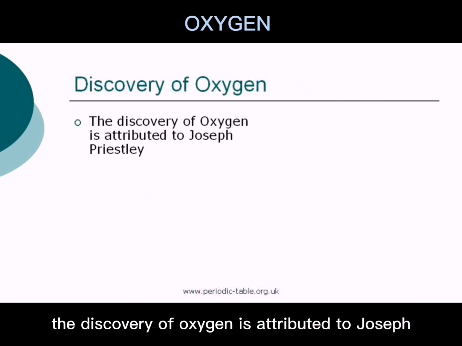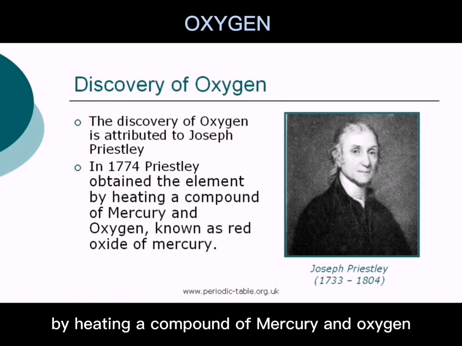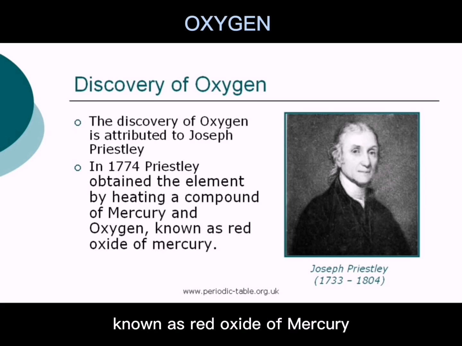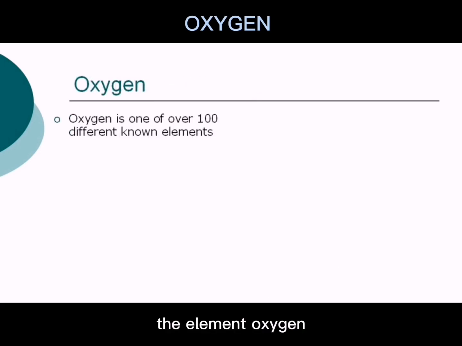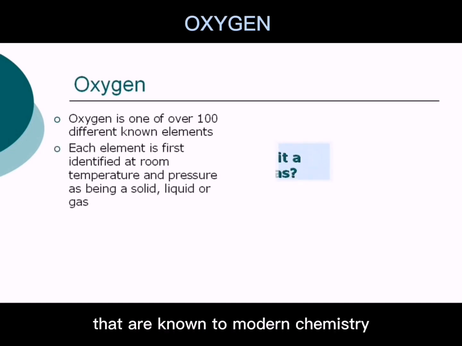The discovery of oxygen is attributed to Joseph Priestley. In 1774, Priestley obtained the element by heating a compound of mercury and oxygen, known as red oxide of mercury. The element oxygen is one of over 100 different chemical elements that are known to modern chemistry.